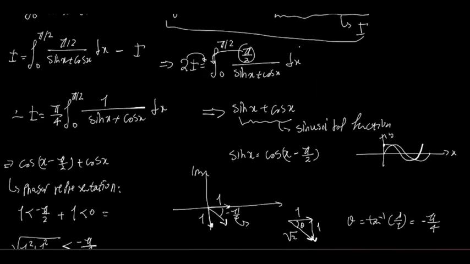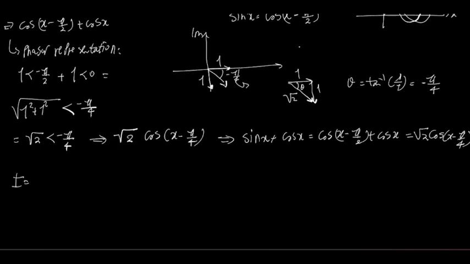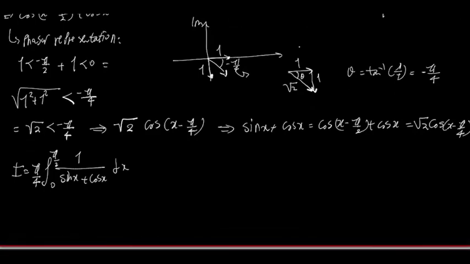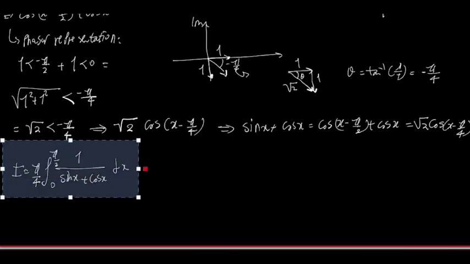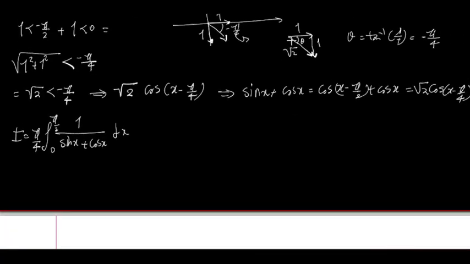So now let's get back to our integration. We know that this is our integration, from 0 to pi over 2 of 1 over sine of x plus cosine of x dx, and now we know that sine of x plus cosine of x is equal to root 2 cosine of x minus pi over 4. So now let's get a new page here.